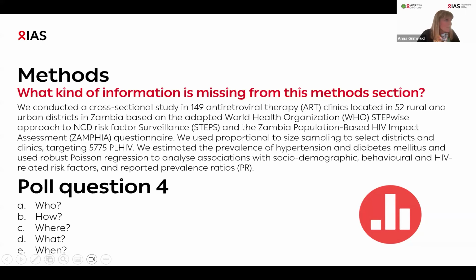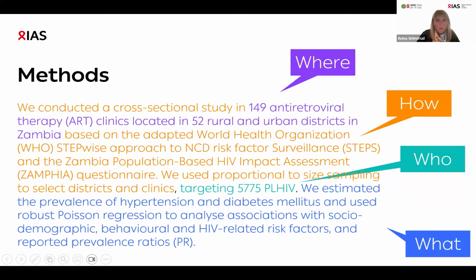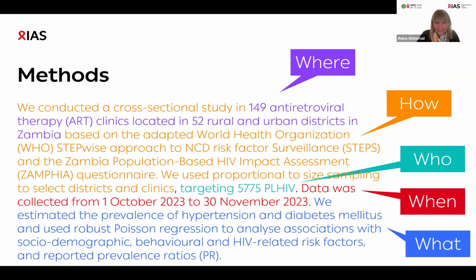And as you can see, the majority of you, again, were correct in identifying that the when is missing. So we knew where. It was in Zambia and rural and urban clinics. We knew how. It was a cross-sectional study and what sorts of measures were taken. We knew who the study participants were. It was 5,700 people living with HIV. We know what was measured, but what was missing was the when. And you can see we just sneakily took out that sentence for the purposes of this exercise.